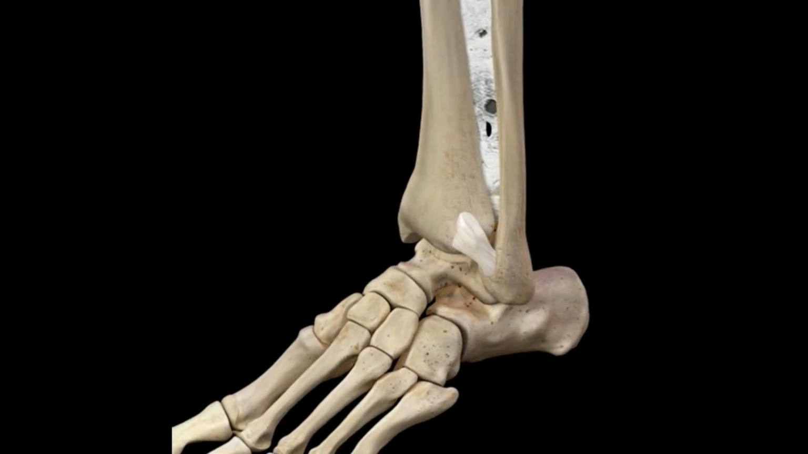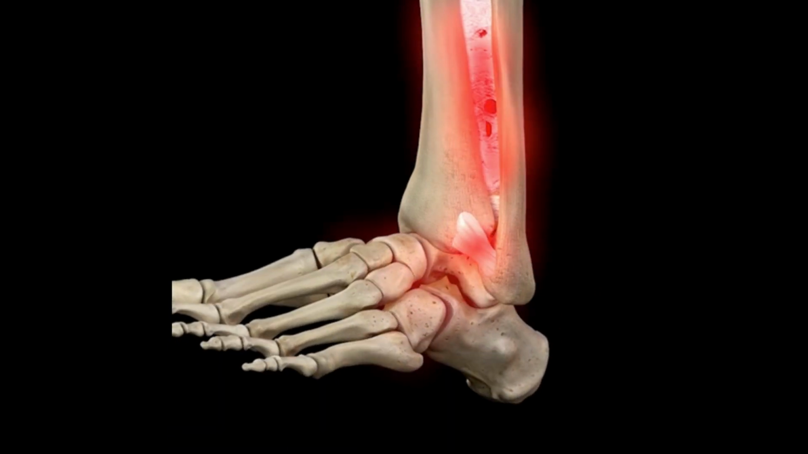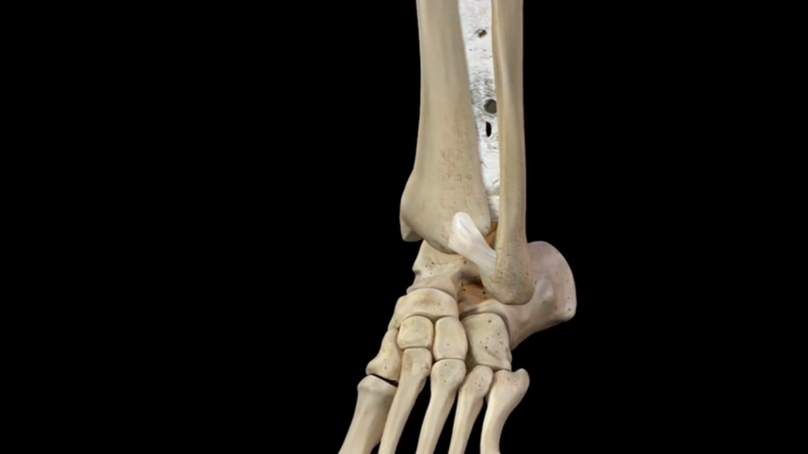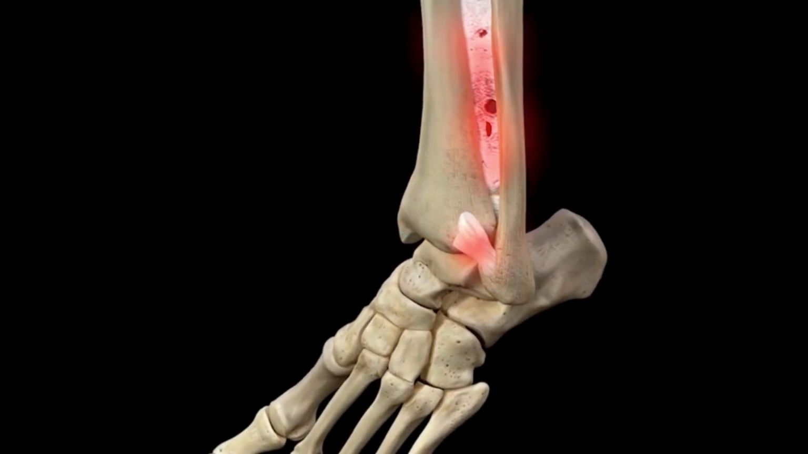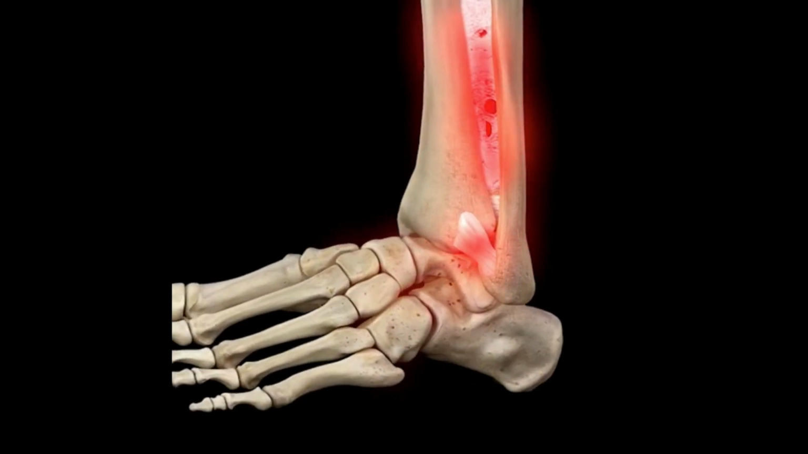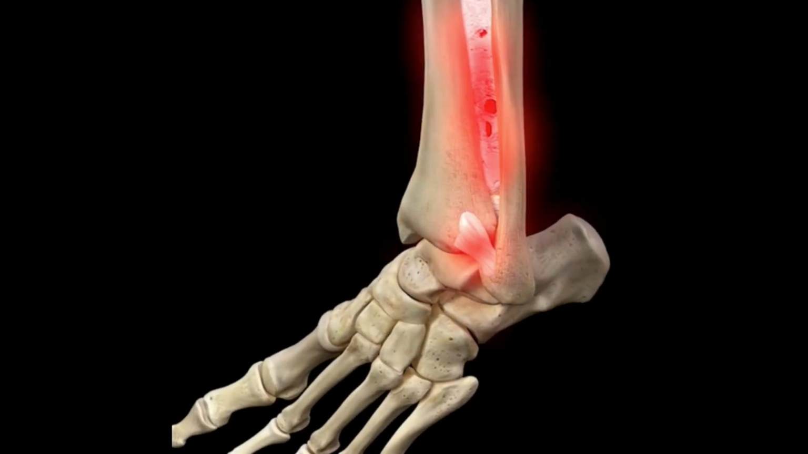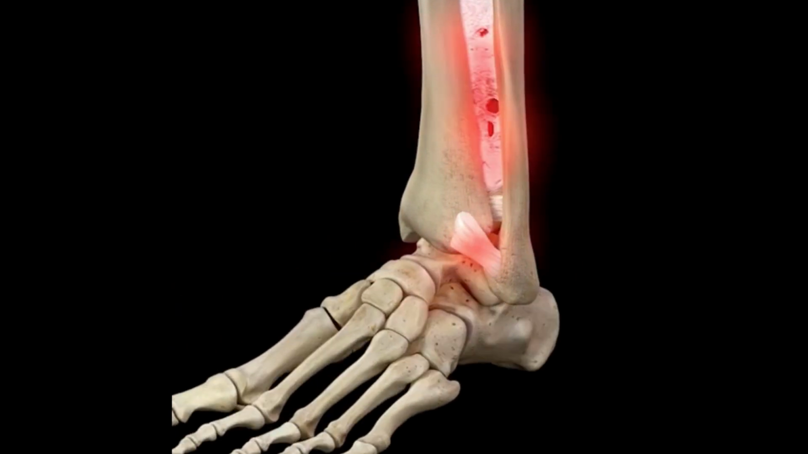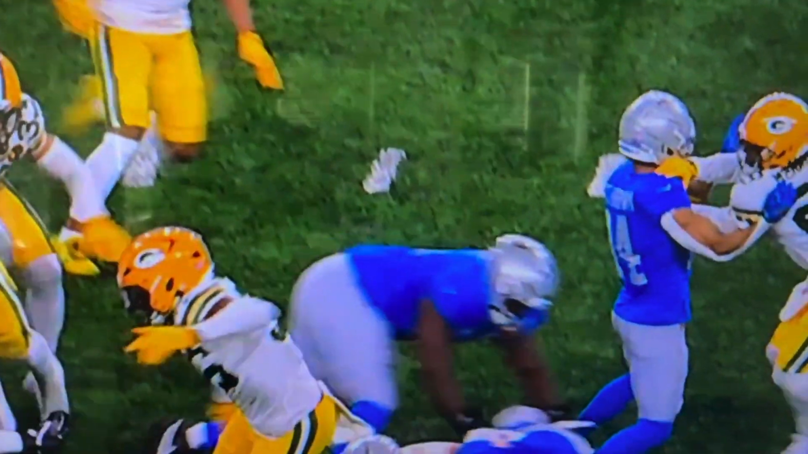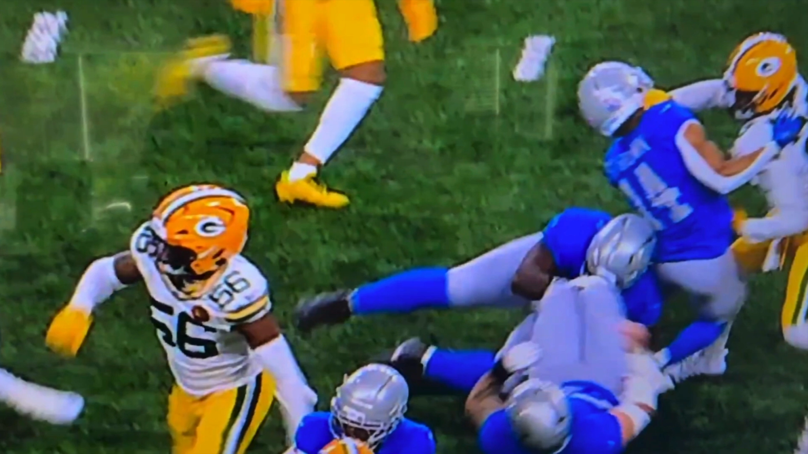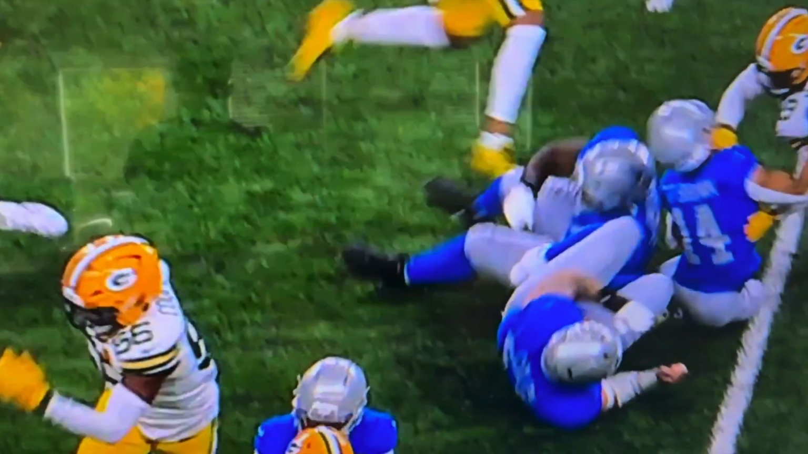And then for a high ankle sprain, we have that interosseous membrane and those other ligaments that help support and prevent this from happening. The common mechanism of injury is extreme external rotation of the lower extremity as well as dorsiflexion of the talus. Once again, if we go back to this video here, it's very hard to tell exactly what that ankle is doing underneath all the players for Amon-Ra St. Brown.